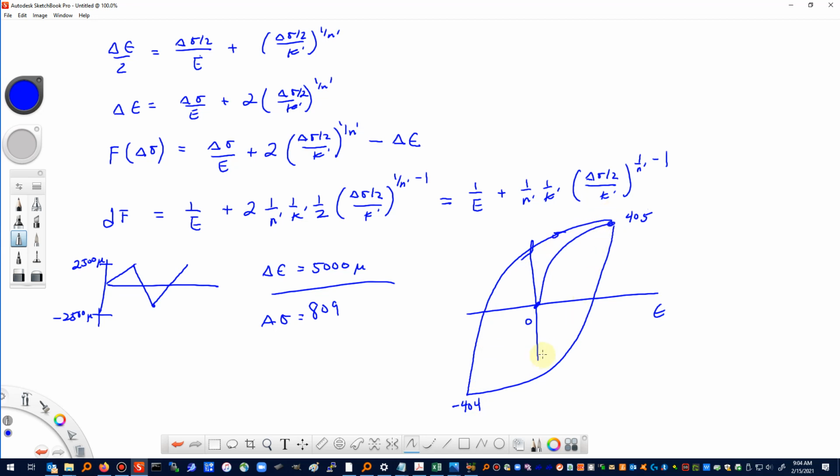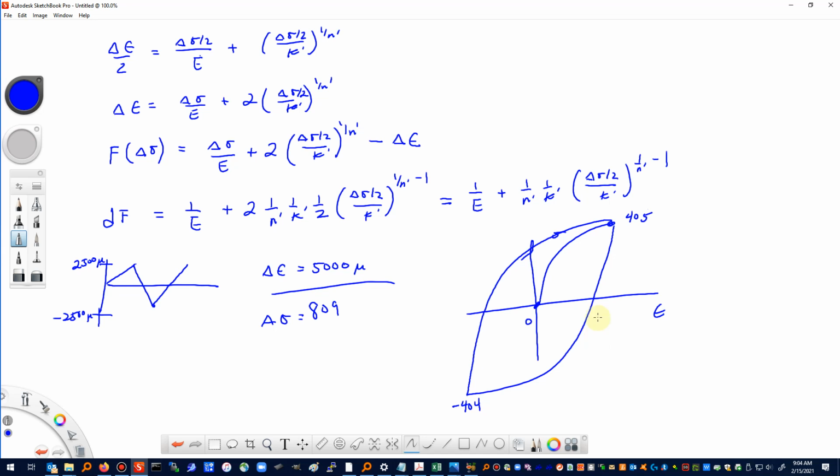Okay, so this is what I want you to do. I want you to be able to have a computer program that either uses a Newton-Raphson technique or a built-in root solver. And I want you to be able to calculate these endpoints. It would be really nice if you also had it graph out or print out the values to graph in Excel for these hysteresis branches.